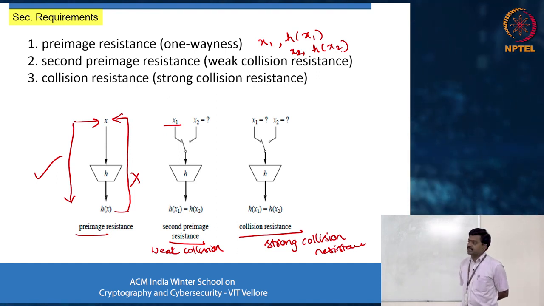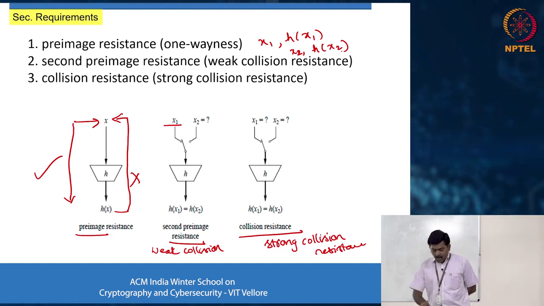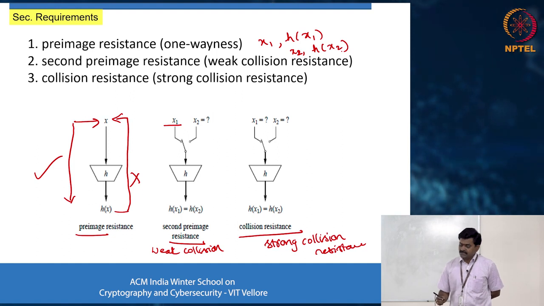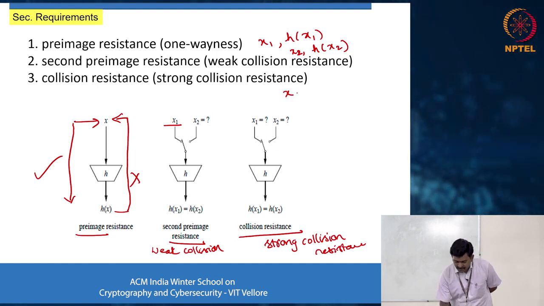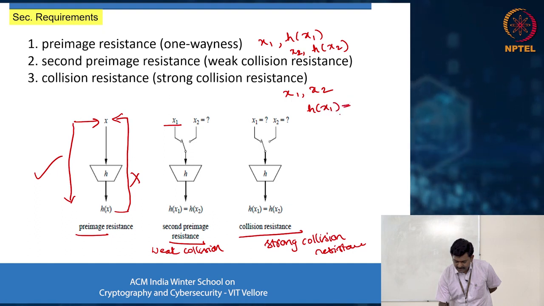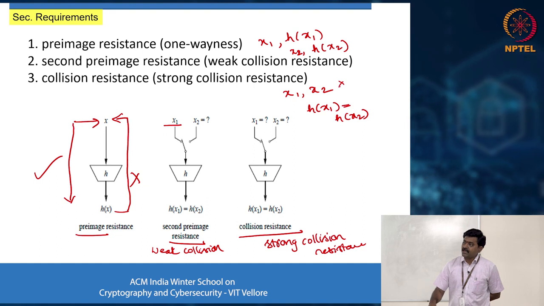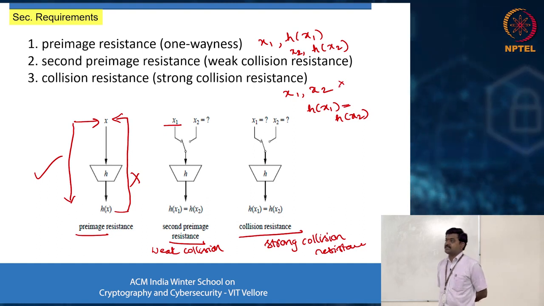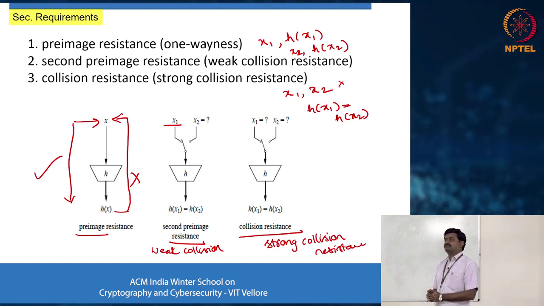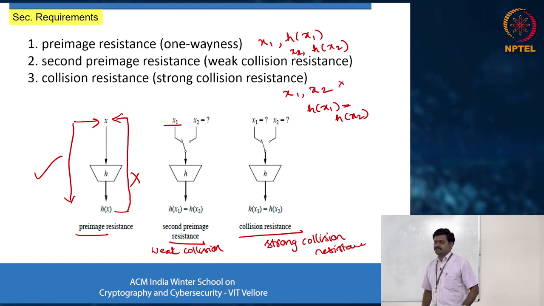There is the third requirement. What does the third requirement say? It says I should not have two messages having the same hash. It looks like both are the same, but it is this.